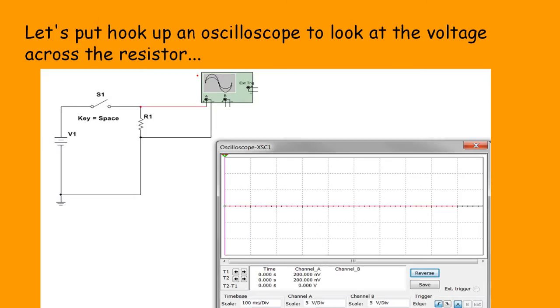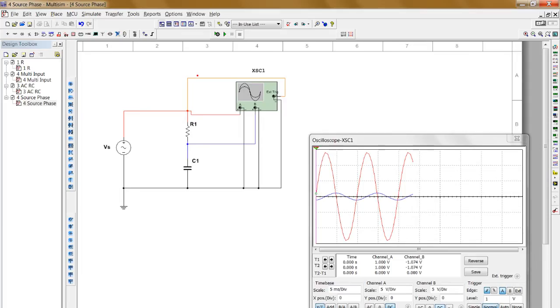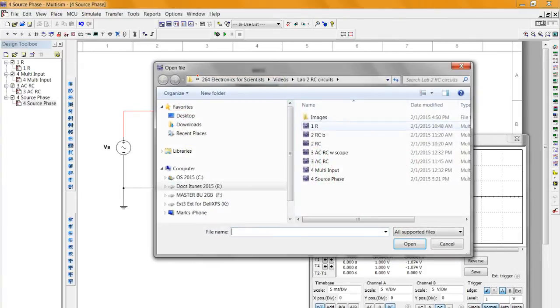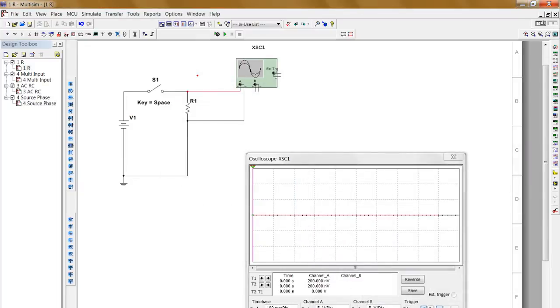Well, let's hook up an oscilloscope and look at what the voltage across the resistor looks like. All right. Let's see if we can switch screens here really quick. And I have to open the first program, which is, I think, this one. There it is. I've got an oscilloscope set up across a resistor.